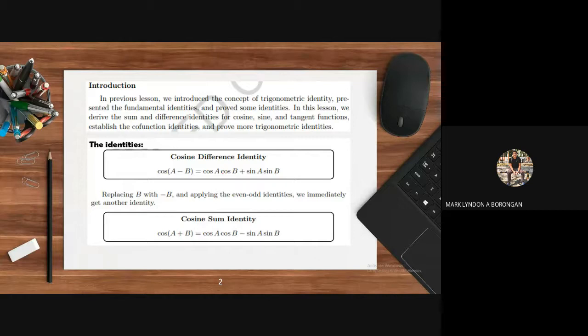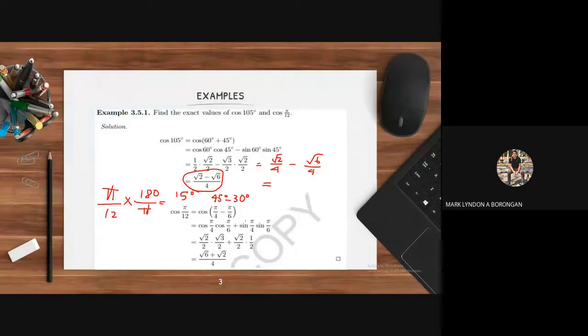So, you'll have cosine of A times cosine of B plus the sine of A times the sine of B. So here, cosine of pi over 4 times cosine of pi over 6 plus sine of pi over 4 times the sine of pi over 6.